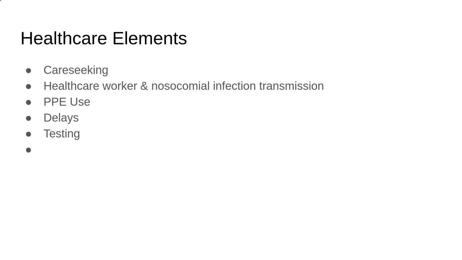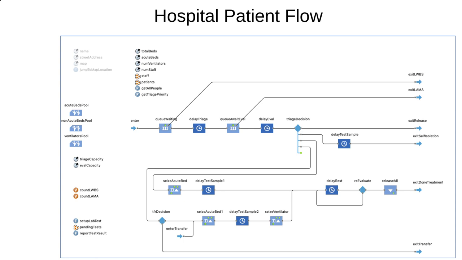Healthcare elements involved in this model include care seeking. Healthcare worker and nosocomial infection transmission. So infection transmission within long-term care facilities or indeed hospitals. I had noted earlier personal protective equipment use, aspects of delays in queues waiting for care, and testing. Although there is presumptive treatment involved where a person can be presumptively admitted pending a test outcome. Hospitals within this model, compared to our later hybrid model, are represented at a fairly elemental level. But there are representations of individuals leaving without being seen or against medical advice when further down in the pathway. There's triage, which takes place based on an individual's perceived acuity. And there's testing that can go on.